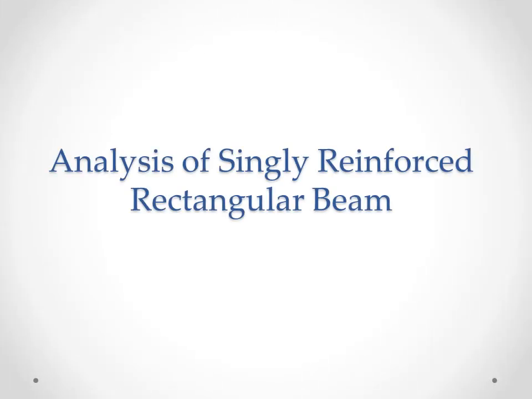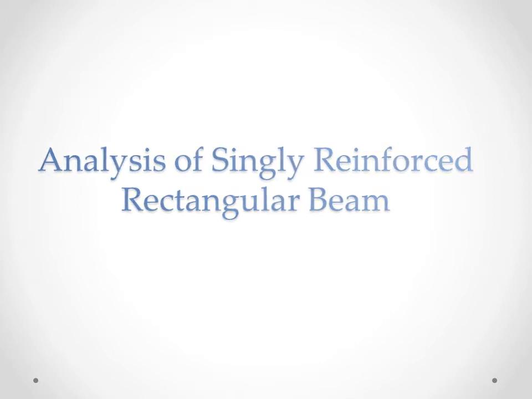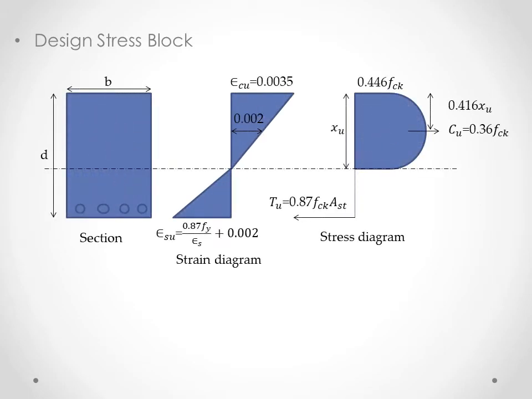Hi guys, so we're going to talk about analysis of singly reinforced rectangular beams. It is an RCC beam and we are going to analyze the stress and strain parameters. This is the design stress block of a singly reinforced rectangular beam. First we take a section of the beam reinforced with 4 steel bars with the rectangular beam having width B and depth D. And the next diagram is a strain diagram.